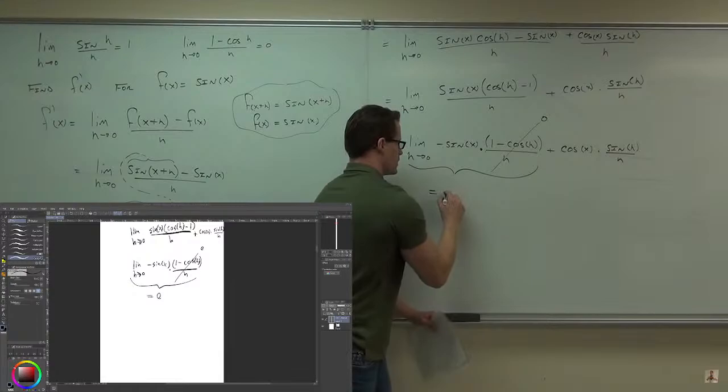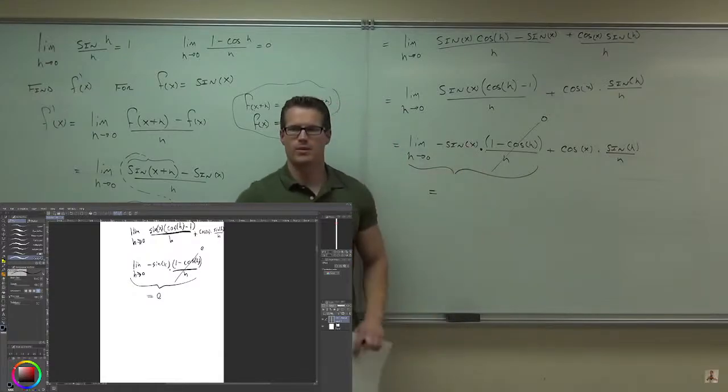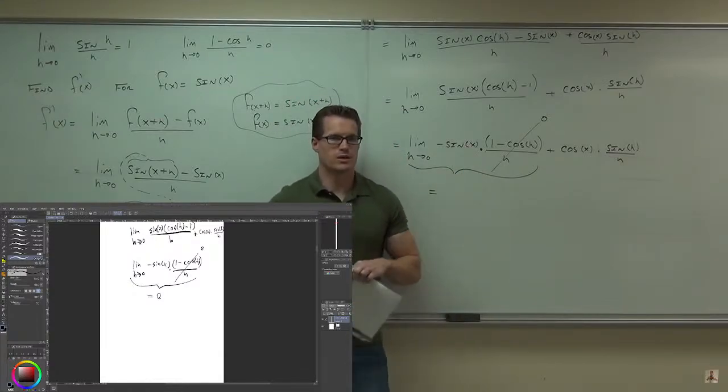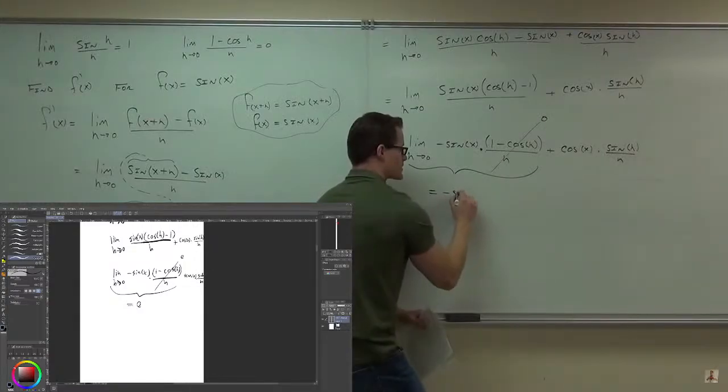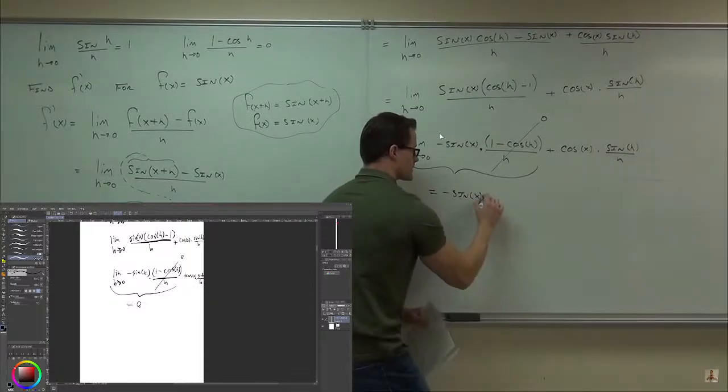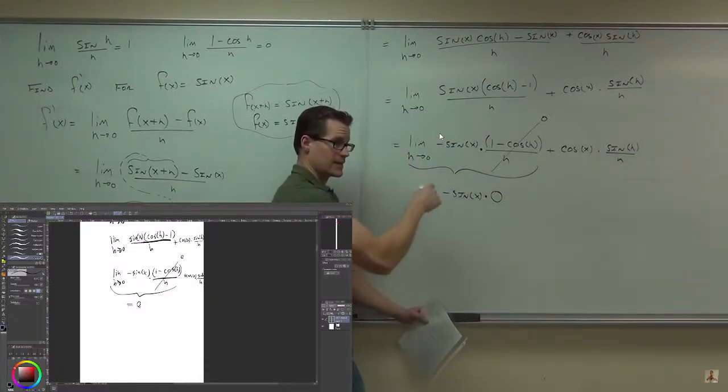Remember, let me make one more thing clear. What is going to 0? The h or the x? The h is going to 0, not the x, the h. So the x's stay the same, just like you do with your derivatives. You remember doing your derivatives with limits? Your x's stay the same. So this would be negative sine x times 0. That's going to give you 0.